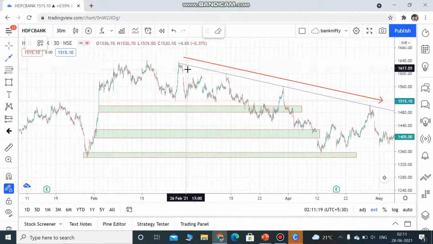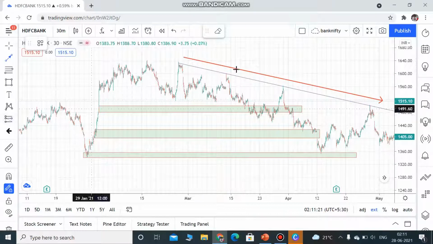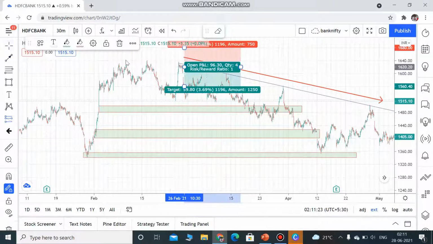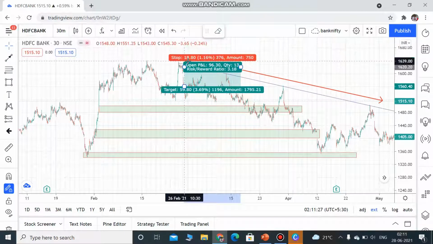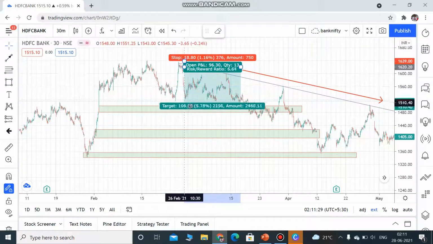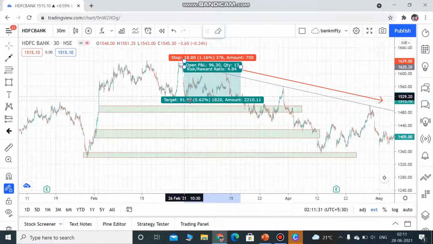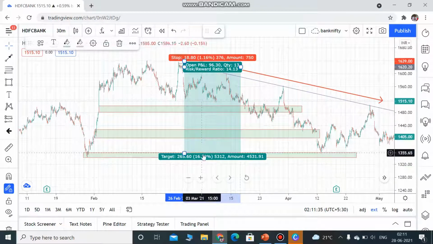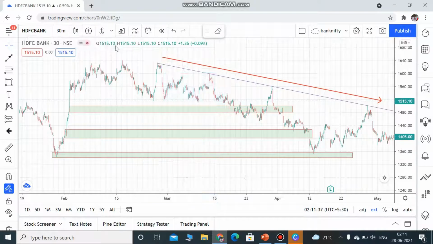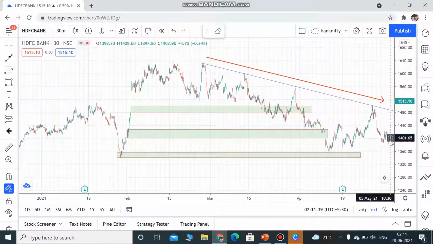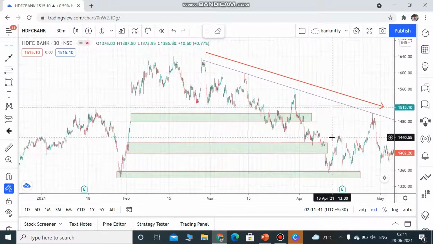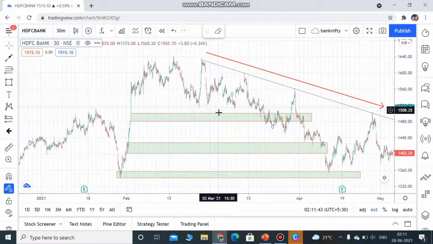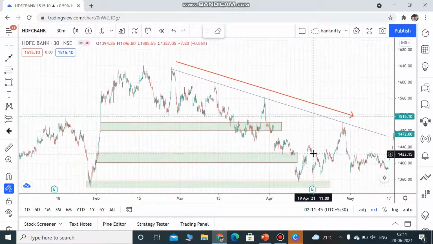So once I trade on my position like this, shorting above my wick and targeting my first support, second support, third support, fourth support, that is how you have to consider the support and resistance concept. This is how you trade on your trend line.